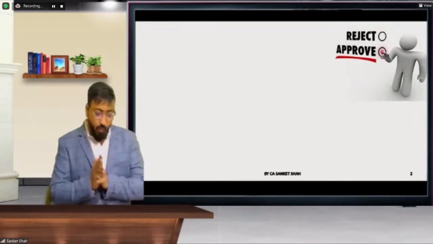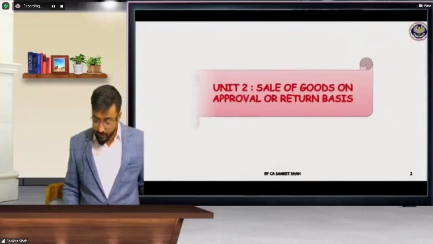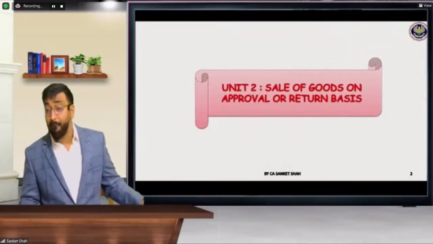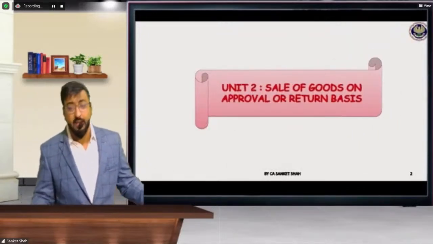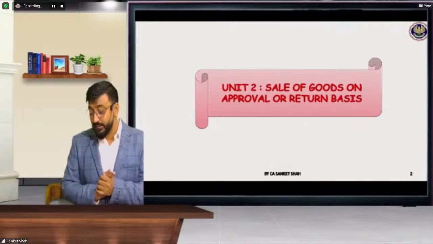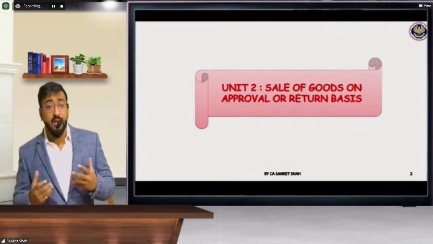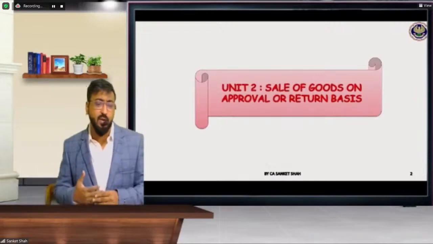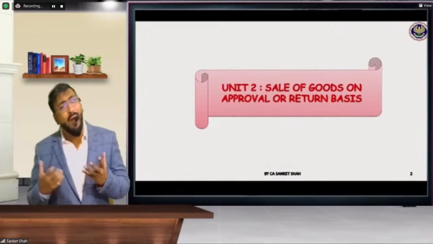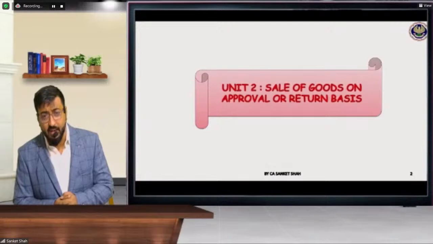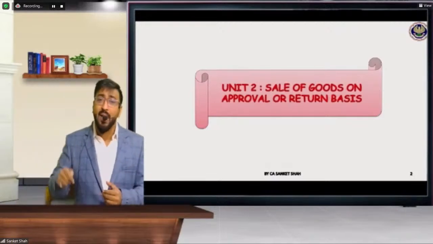सो सर, आज का यूनिट क्या है? बहुत सिंपल यूनिट है सर। सेल ऑफ गुड्स ऑन अप्रूवल और रिटर्न बेसिस। What is the unit? Yes, first we have to understand sale of goods. Sir, in real life, first, whenever we are starting with any chapter, we always ask to ourselves why this chapter is introduced by ICI. So first question to yourself, why this chapter?